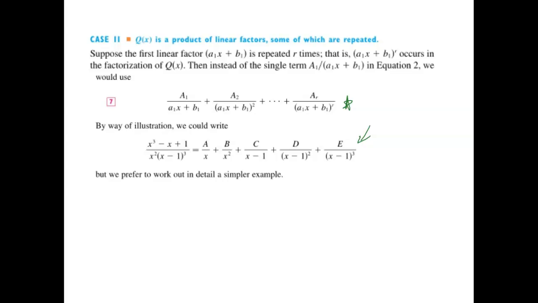We have repeated linear factors, meaning we have x squared. So that's x times x, meaning x is a linear factor, but it's repeated. We have two factors of x. We also have repeated factors of x minus 1.